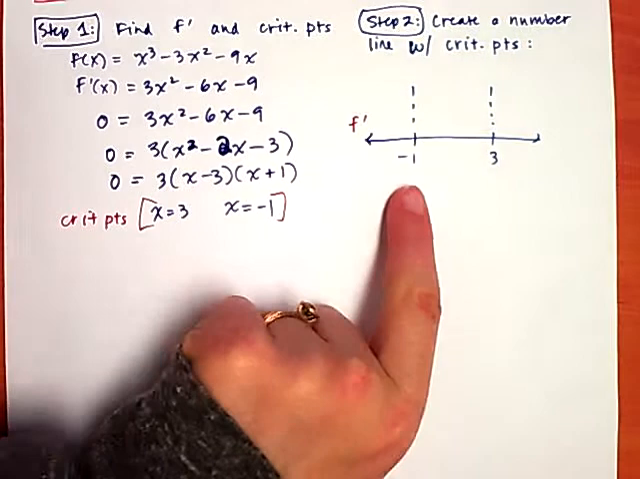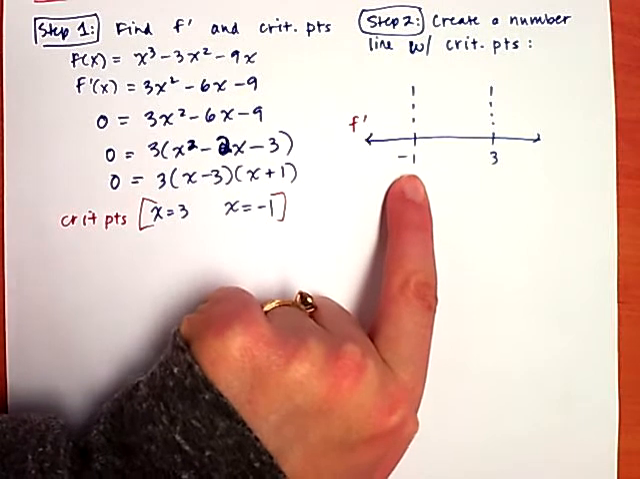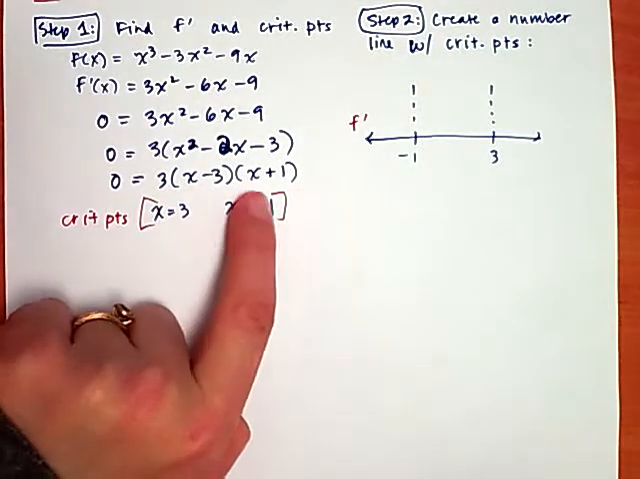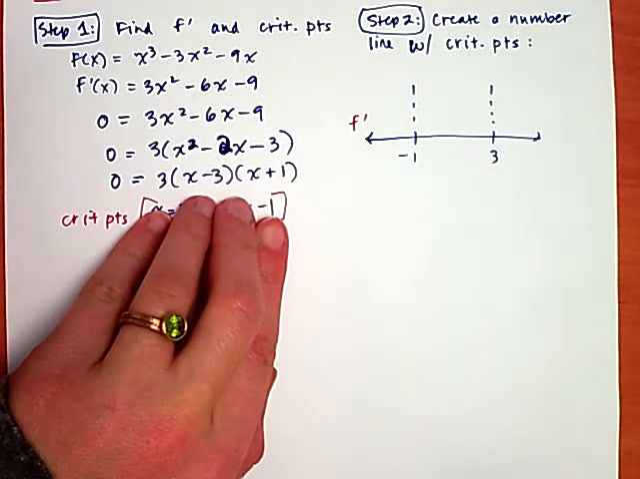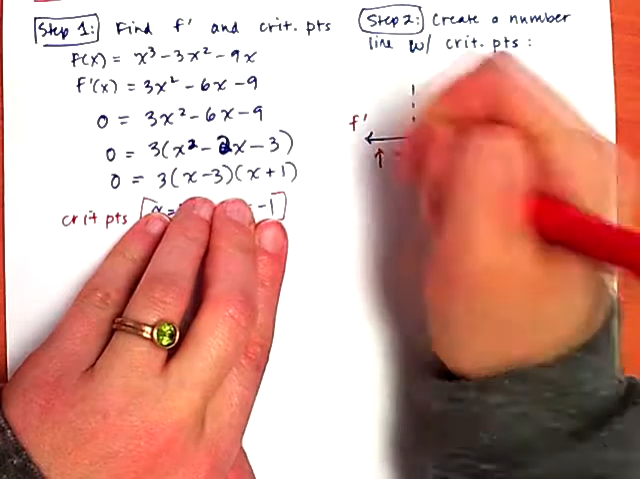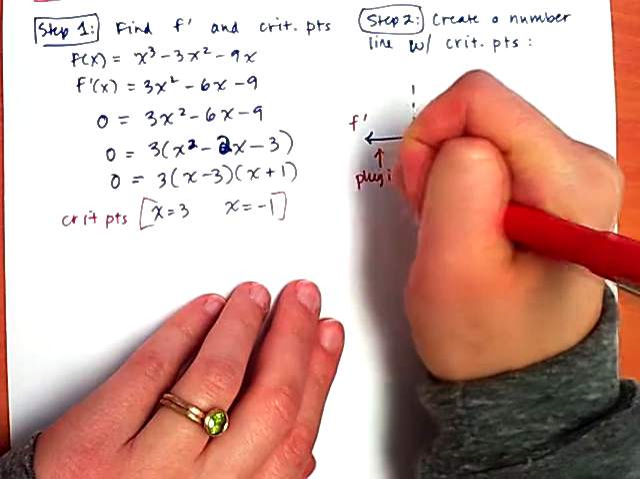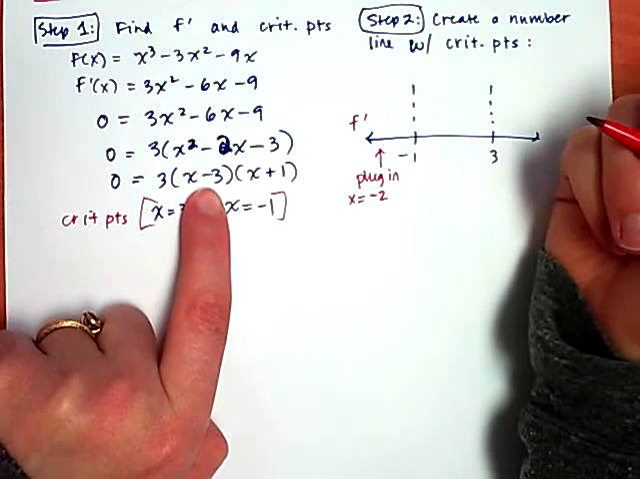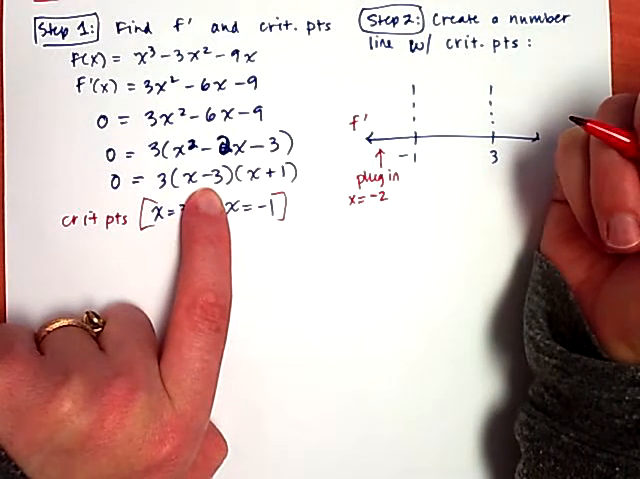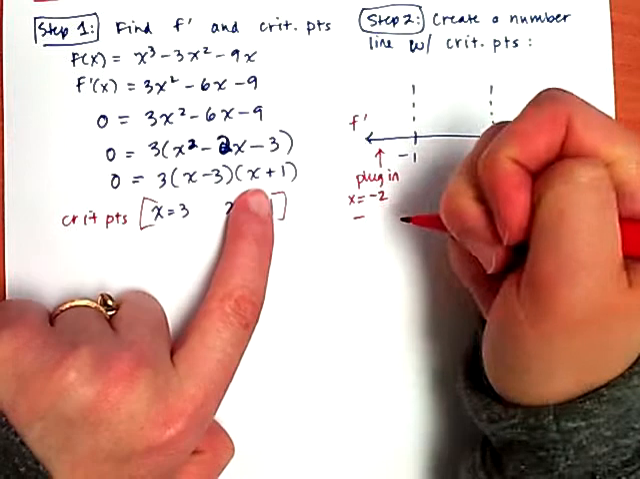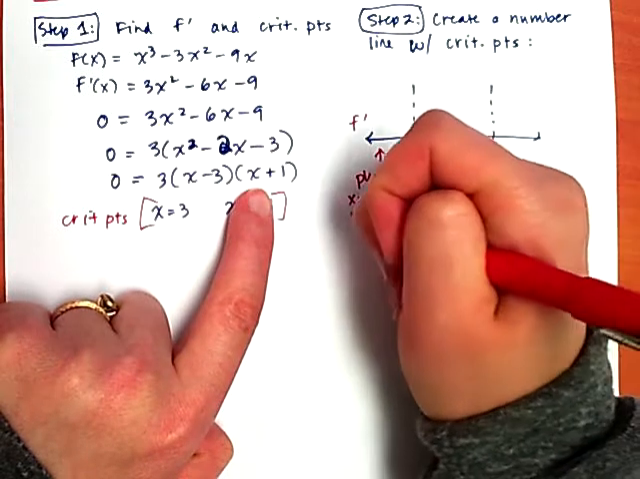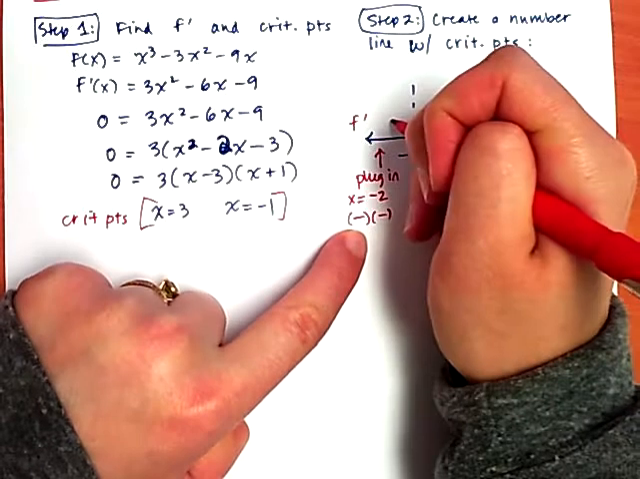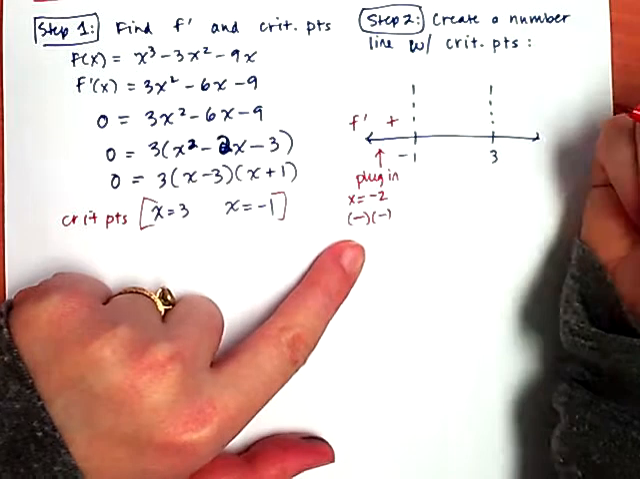So for something less than negative 1, like if I plug negative 2 into my derivative function, I'd like to know, will it be positive or negative? So I'm going to plug in negative 2 for x. Here, I'm just going to plug it into the factored form. Negative 2 minus 3 is negative. So I have something negative times negative 2 plus 1, which is still negative. So I'll get positive 3 times a negative times a negative. That's going to give me something positive, right?